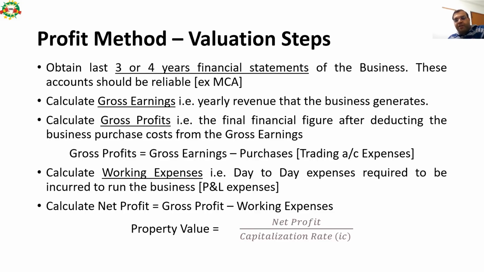After deducting these working expenses from gross profit, we get the net profit. So first of all, we have to calculate from gross earning to net profit. Net profit is equal to gross profit minus working expenses, and gross profit is equal to gross earning minus purchases, right? Then after we calculate the net profit, property value is equal to net profit divided by capitalization rate or expected yield or expected rate of return, which is ICR, which we have already discussed in previous sessions. Case studies we will take up in the next session.